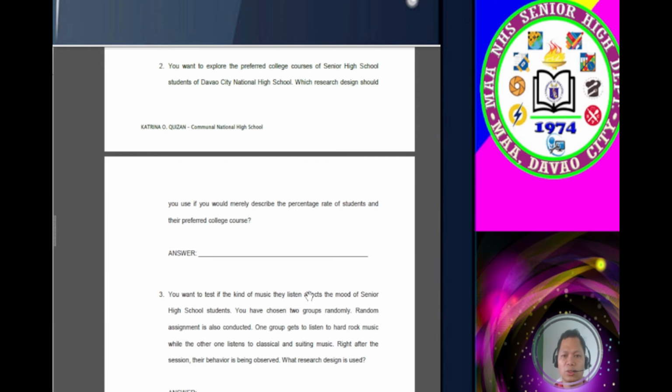You want to explore the preferred college courses of senior high school students of Davao City National High School. Which research design should you use if you would merely describe the percentage rate of students and their preferred college courses? Okay, what's your answer?